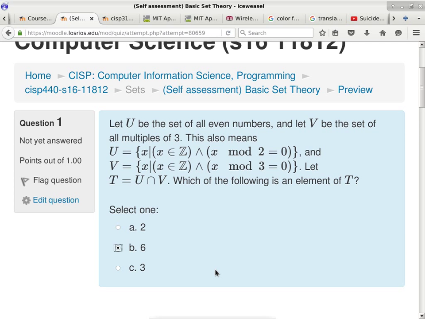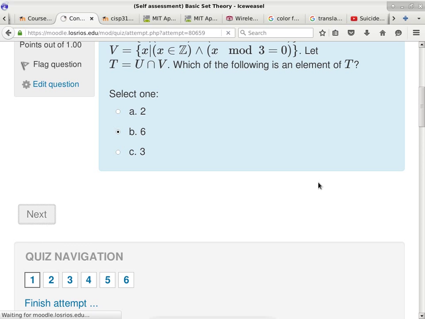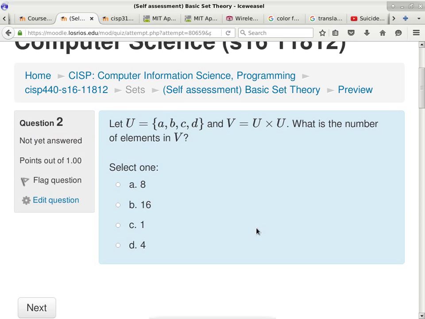Okay. Let's move on. What if it was union? If it's a union, then all three should be elements. Okay, good question. Next question, number 2. Let U be a set of just A, B, C, D, and V is the Cartesian product of U with itself. What is the number of elements in V? This is kind of a trickier question because you do have to understand what a Cartesian product is first. So what do you think? 16 is the correct answer. Okay, very good.